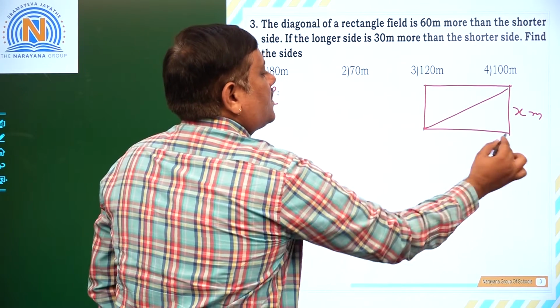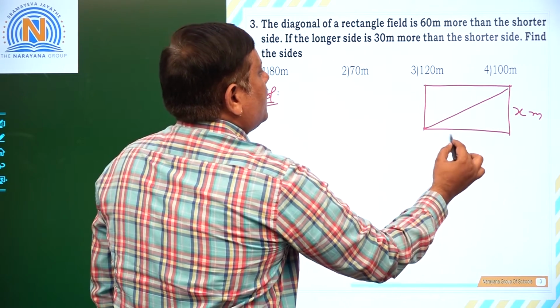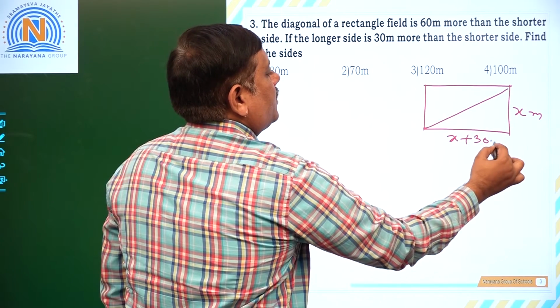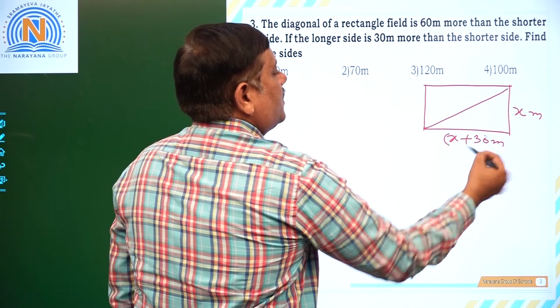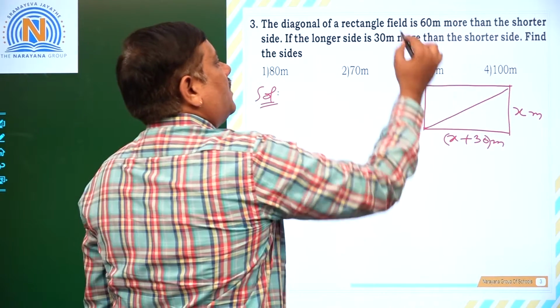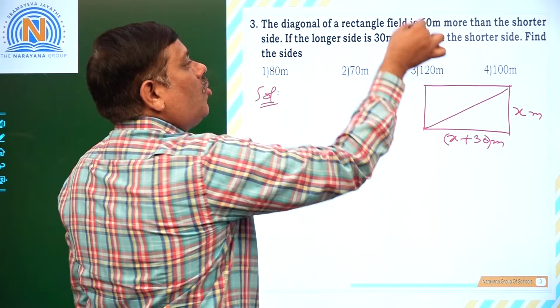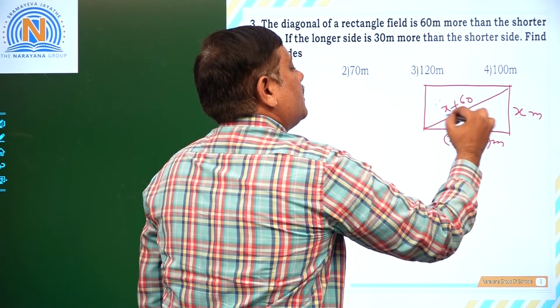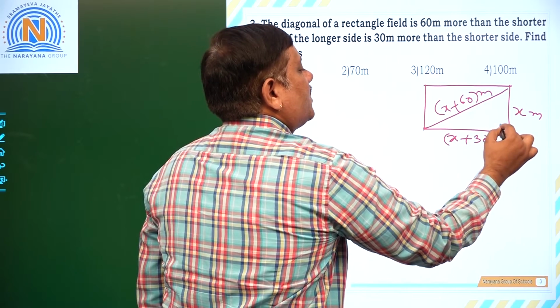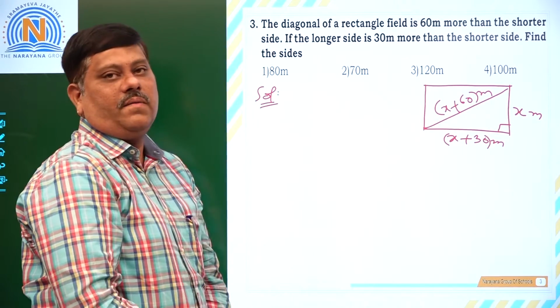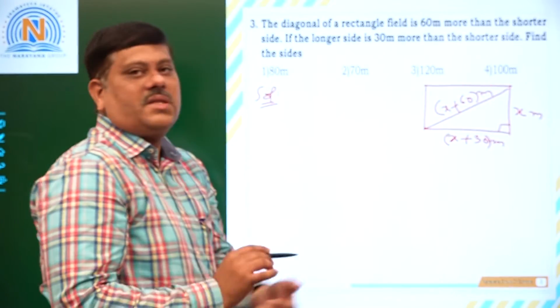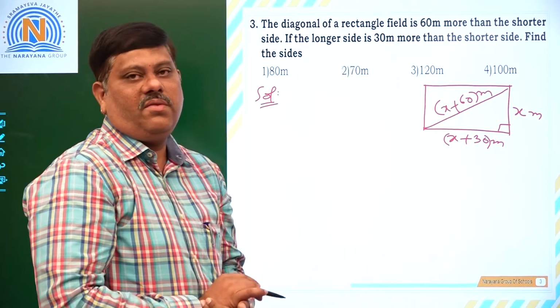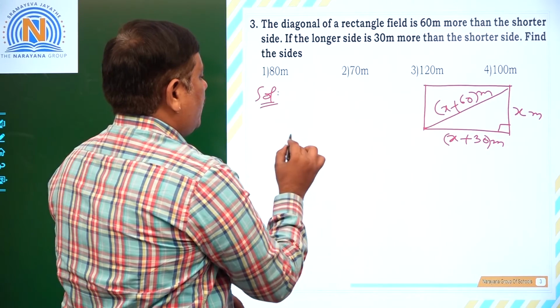Then what is the longer side? Longer side is nothing but this. This is x plus 30 meters. What about the diagonal? 60 meters more than the shorter side he is saying. So it is x plus 60 meters. If it is rectangle, here the right angle we have. So how to find out x value? Here also we have to make use of Pythagoras theorem. So what is Pythagoras theorem?